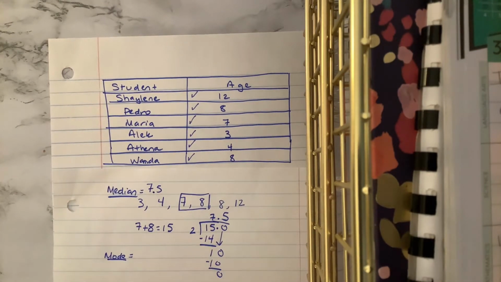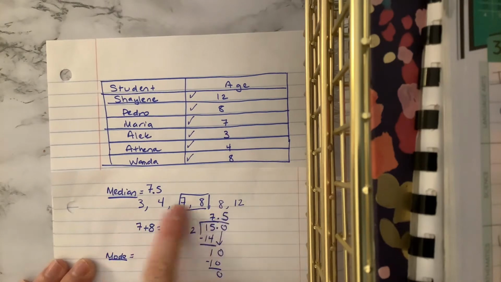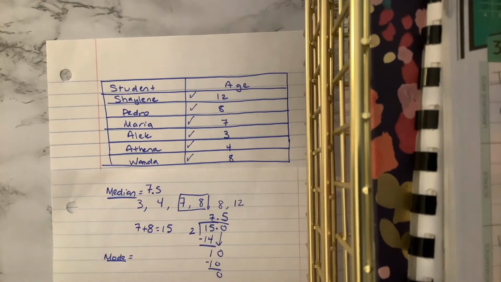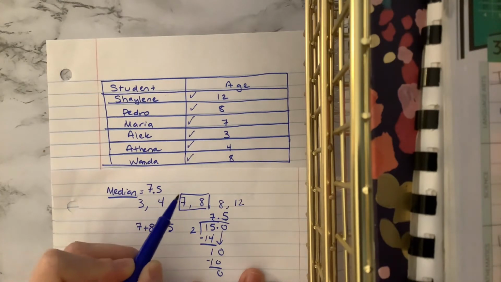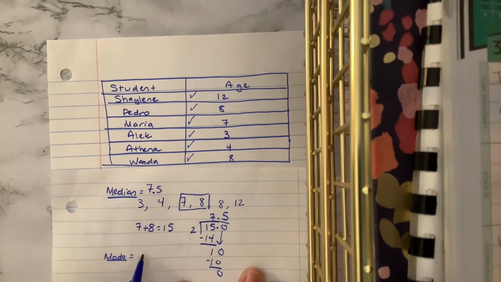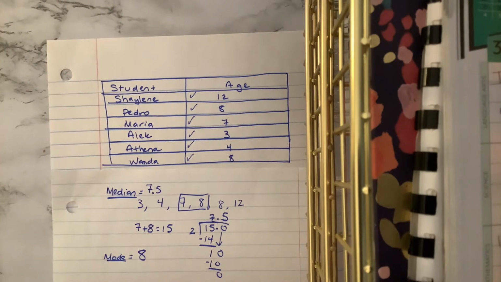The nice part about the work we do for median is it makes it really easy to go right into mode, because we've put them in numerical order, right? So now we can see, are there values that appear more frequently than others? And the answer is definitely yes, there are. I see 2 8s. All the other values appear only once, 1 3, 1 4, 1 7, and 1 12, but there are 2 8s. So 8 is our mode because it is the value that appears most frequently.